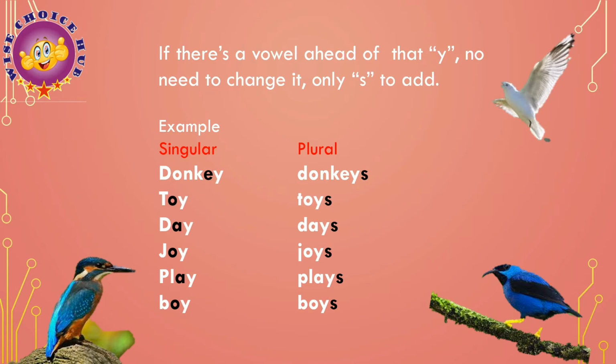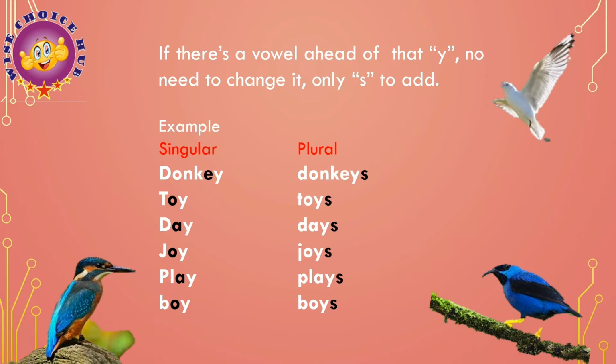Let's study the next rule. If there is a vowel ahead of that Y, no need to change it. You only need to add S to the end of the word. For example, donkey. D-O-N-K-E-Y. Now what is the vowel before the letter Y? It is E. So what we need to do is only add S at the end of the word donkey and make it plural, that is next to the letter Y.